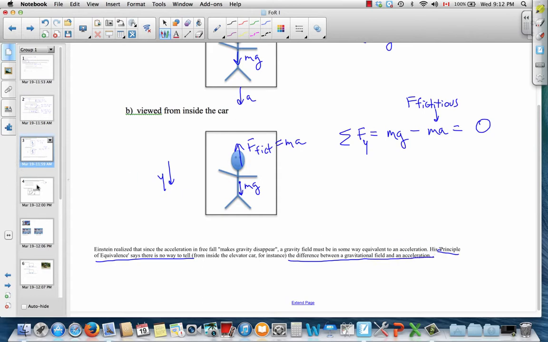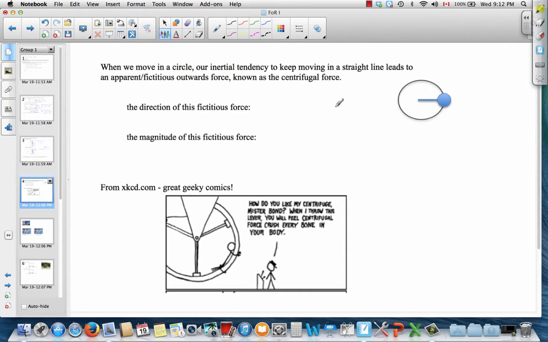All right, now, when we're moving in a circle, our inertial tendency to keep going in a straight line leads to an apparent outwards fictitious force known as the centrifugal force. Now, when we're moving in a circle, we know that we're actually accelerating inwards. So the direction of the fictitious force will be opposite to that, so opposite to the centripetal acceleration, i.e. outwards.